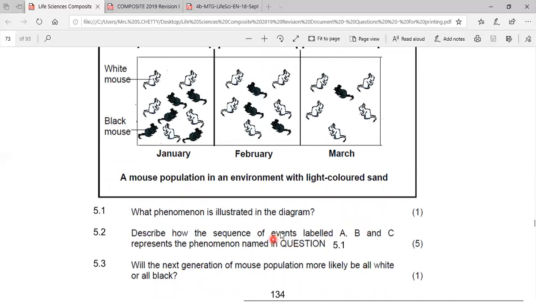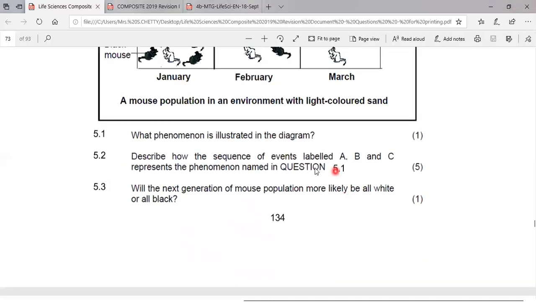So a mouse population in an environment with light-colored sand. So very importantly, read, my darlings. As you read, you find that you can get lots of information. What phenomenon is illustrated? The phenomenon is natural selection. Describe how the sequence of events labeled A, B, and C represents the phenomenon in question 5.1.